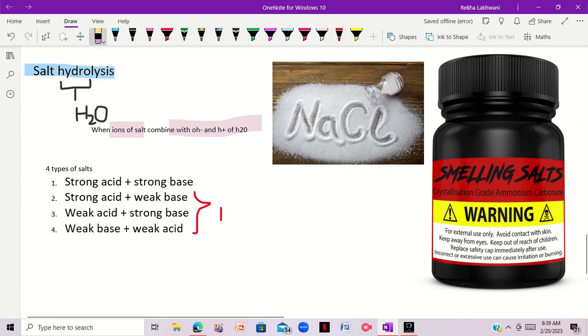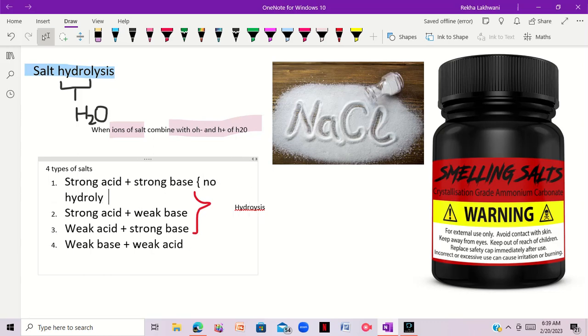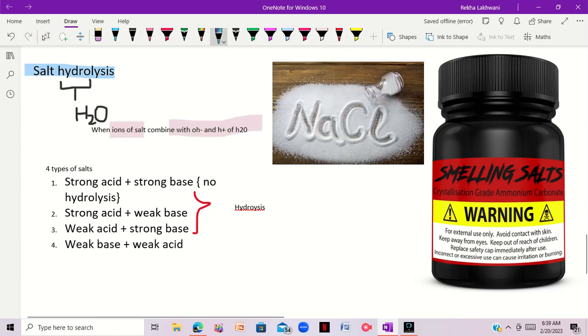Let me write this. Only these show hydrolysis, and this salt shows no hydrolysis. This strong acid and strong base salt shows no hydrolysis. And here we have hydrolysis of these three salts, right? So now let's look into why the strong acid and base don't show hydrolysis.